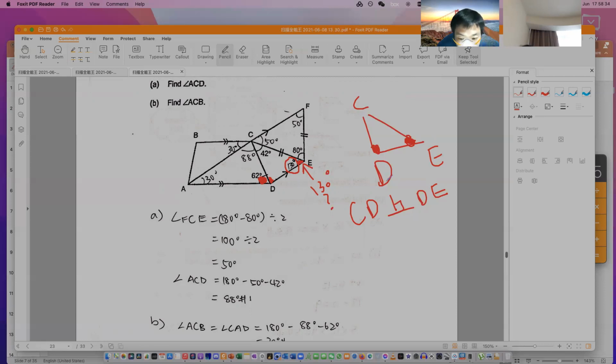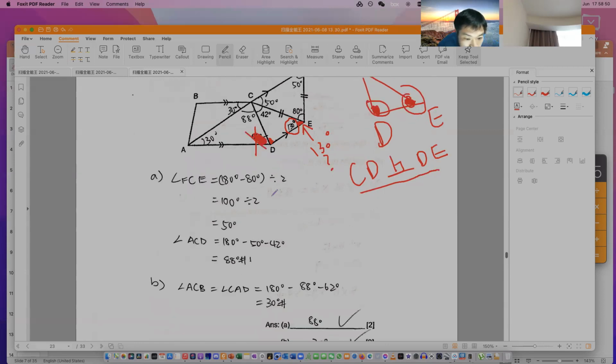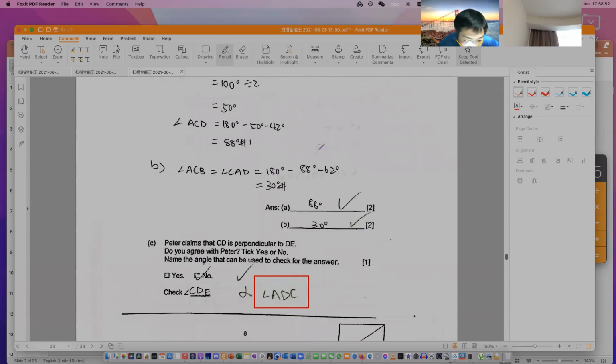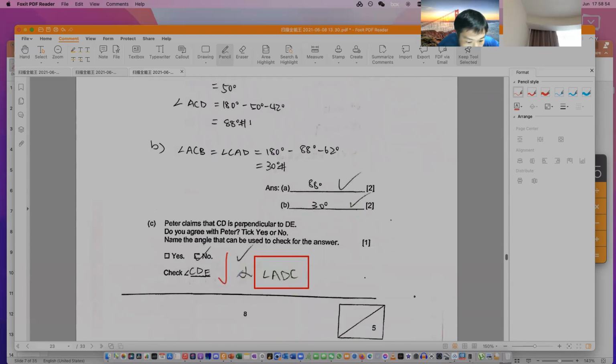Okay, but anyway, in order to check that CD is perpendicular to DE, you can make use of these two. I also don't understand why they want to make use of this angle. It's not related. Cannot use this angle. Okay, so your answer is correct.